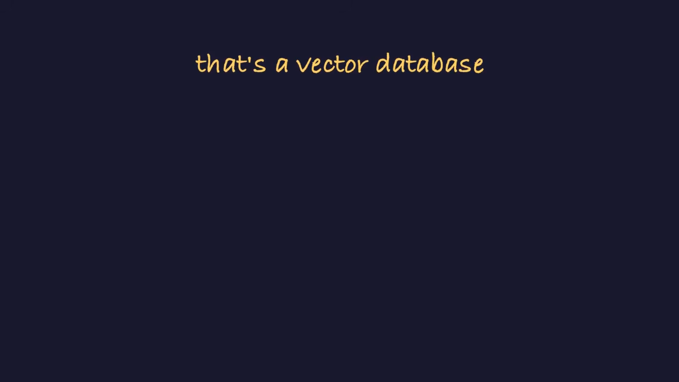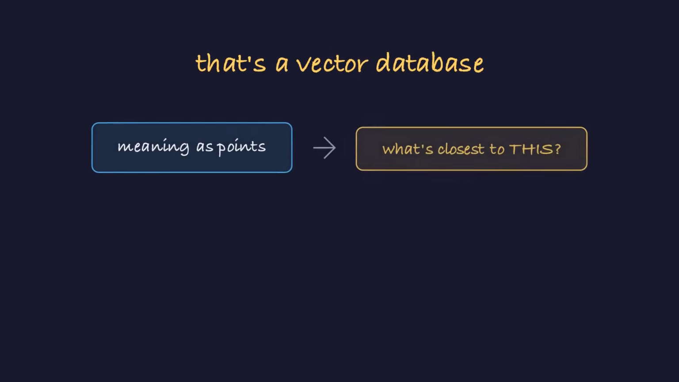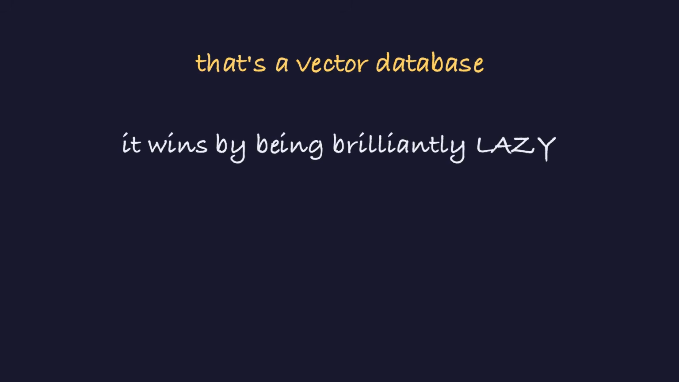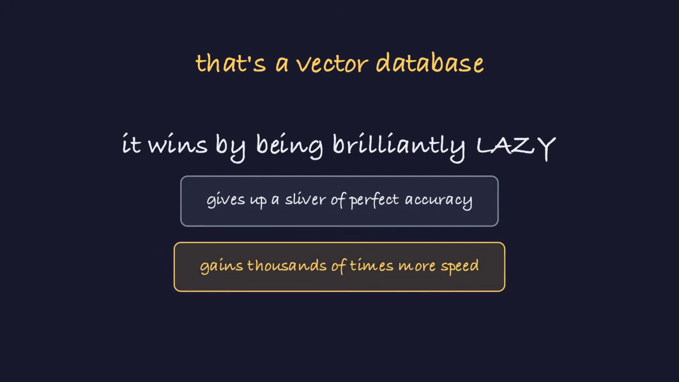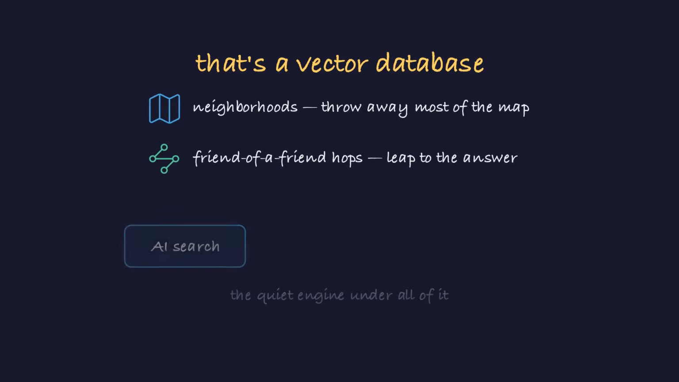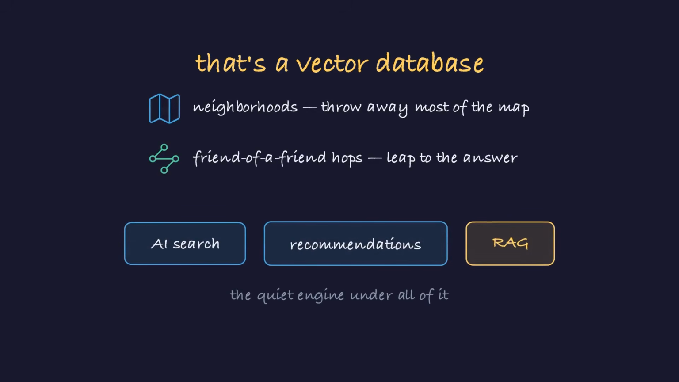So that's a vector database. It takes meaning as points from embeddings and answers one question at massive scale. What's closest to this? It wins by being brilliantly lazy, refusing to check everything, trading a sliver of perfect accuracy for thousands of times more speed. Neighborhoods to throw away most of the map, and friend of a friend hops to leap straight to the answer. It's the quiet engine under AI search, recommendations, and RAG.